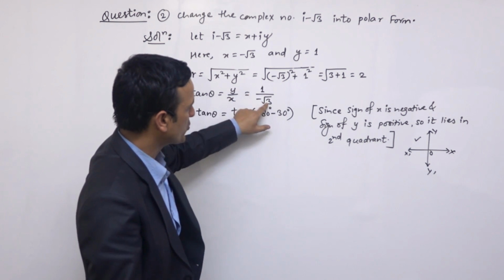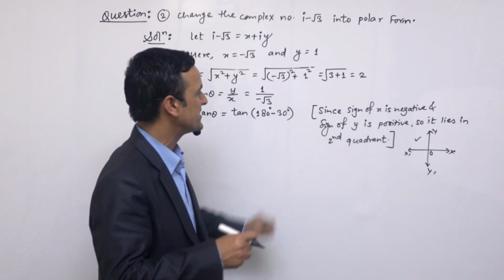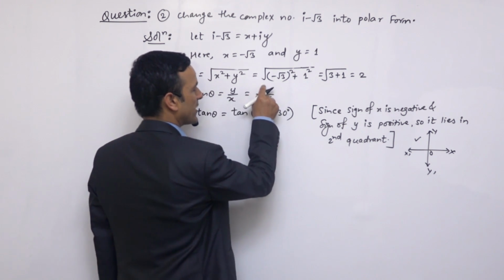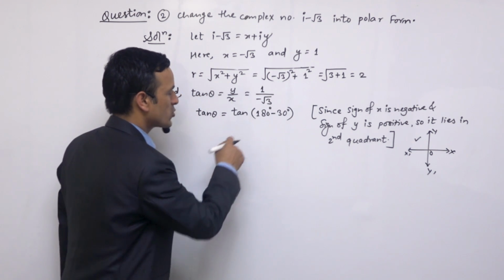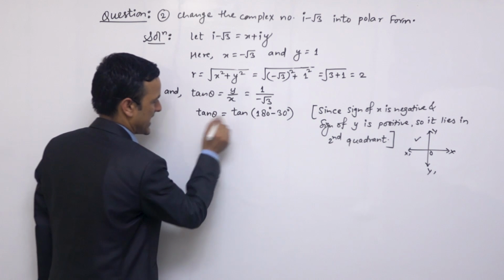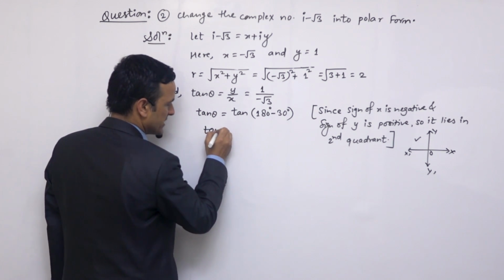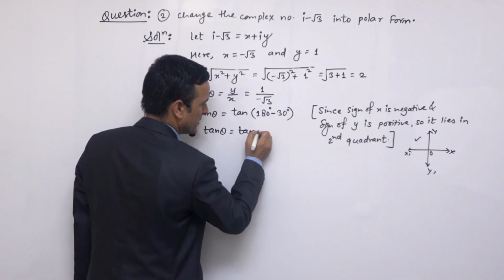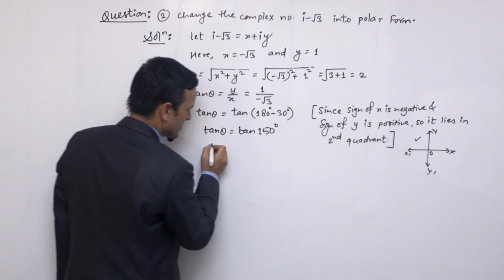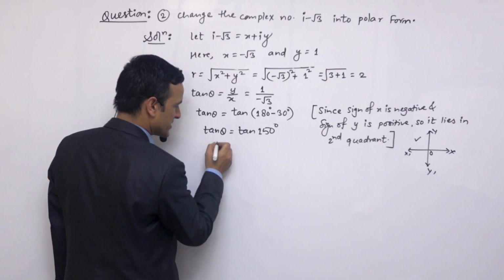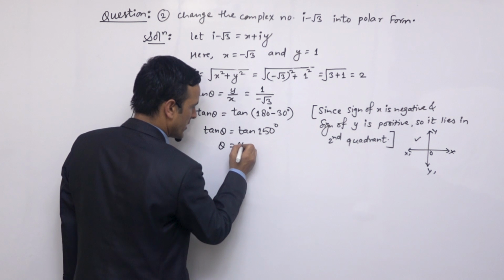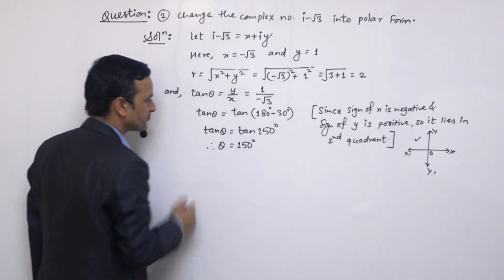Tan theta means 1 upon root 3, which means the minimum angle is 30 degree. Tan 30 degree ko value 1 upon root 3 huncha. That means tan 30 means 1 upon root 3. So 180 minus theta we can write. So tan theta is equal to tan 150 degree. So if we cancel this tan, or equating from this equation, theta is equal to 150 degree.